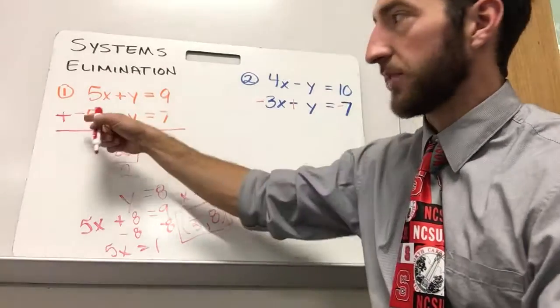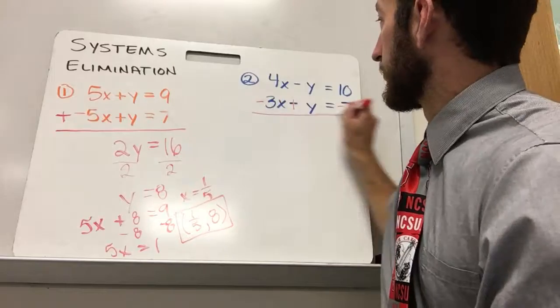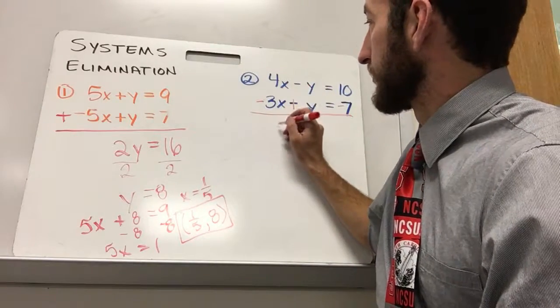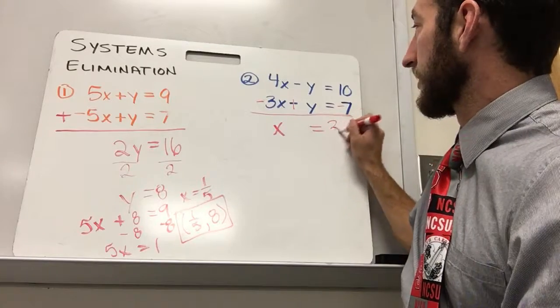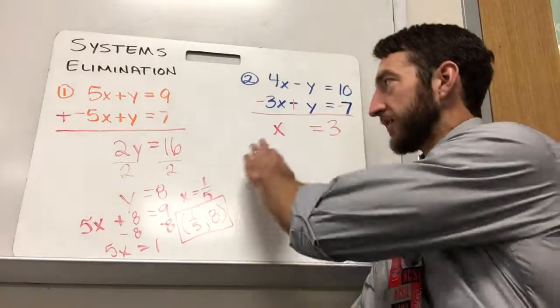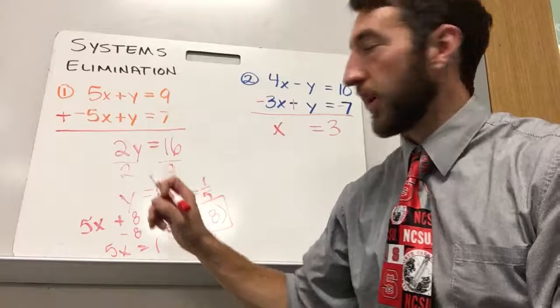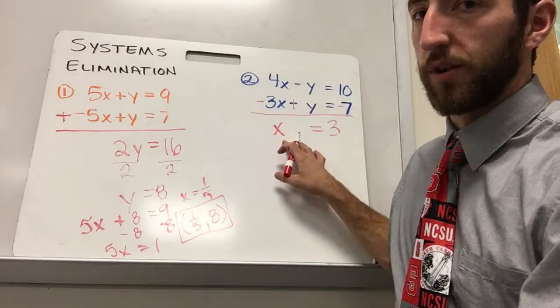So now we have the same situation we had in number 1. So now I can add them. So 4x minus 3x is going to leave me with 1x. My y's cancel out, and I'm left with 3. So now I don't have to divide or anything. Earlier we had 2y, we had to divide by 2. I don't have to do anything to this.